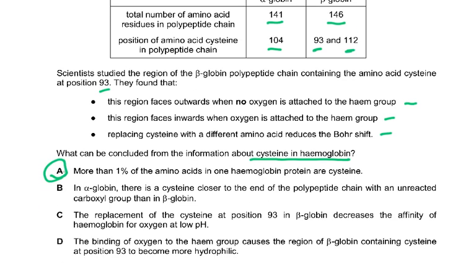In alpha globin, there is cysteine closer to the end of the polypeptide. Alpha globin 141, it was 104 with an unreacted card. We don't get that information from the question. The replacement of the cysteine at position 93 decreases the affinity. No information, we don't get this from there, and this one is wrong as well.